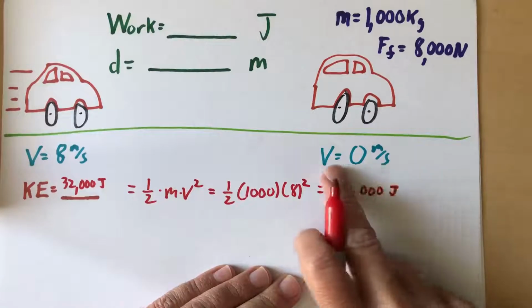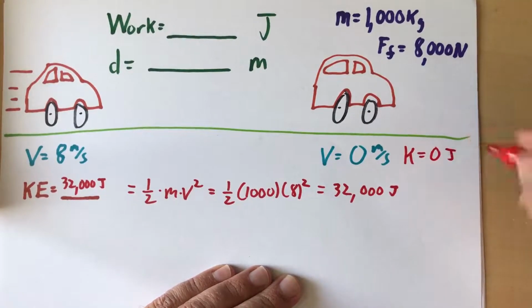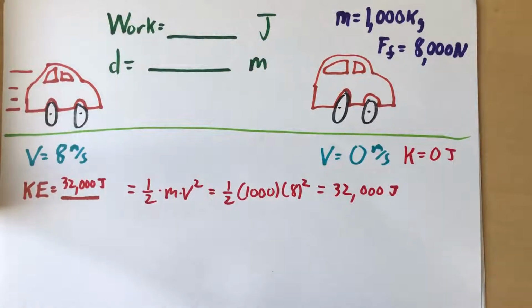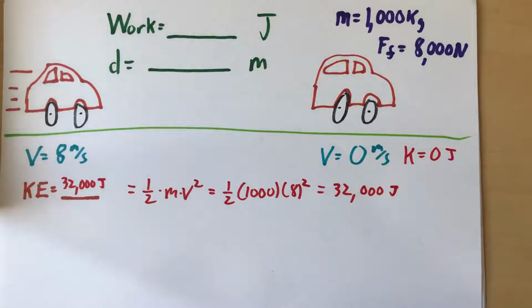Up here, this is easy. If we have no velocity, then we have no kinetic energy. So our kinetic energy is 0 joules there. So they want the work, and you're like, but I don't know the distance. I can't calculate the work.